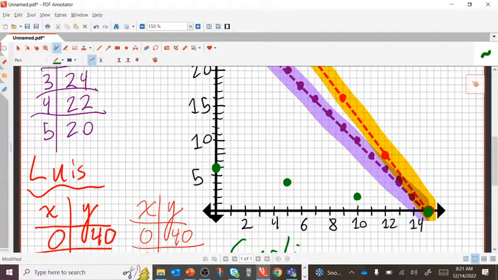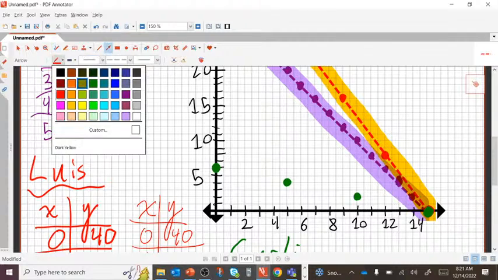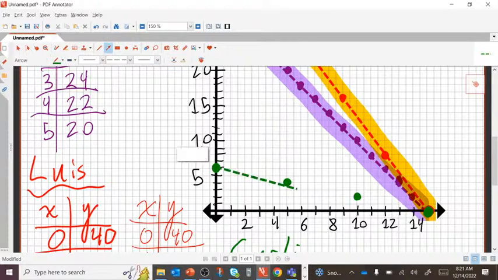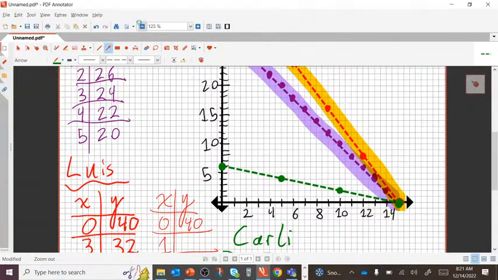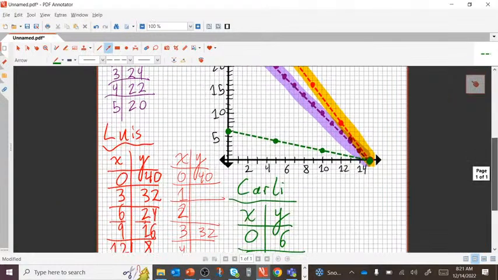Did you guys see that? Maybe? Here's the trick, guys. Well, maybe we can talk here. And then we're going to go ahead and highlight here. Let's get Carly's equation.